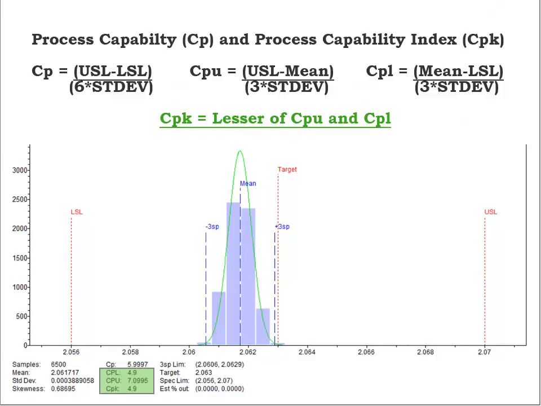As you can see, CPL is 4.9 and CPU is over 7. The index is therefore 4.9, the lesser of these two values. If the data were perfectly centered on target, the values for CPL and CPU would be identical.